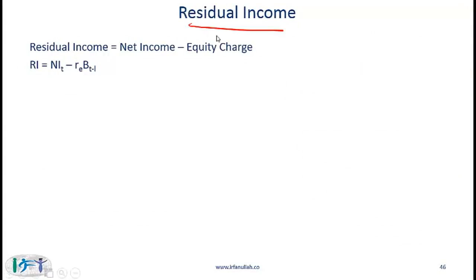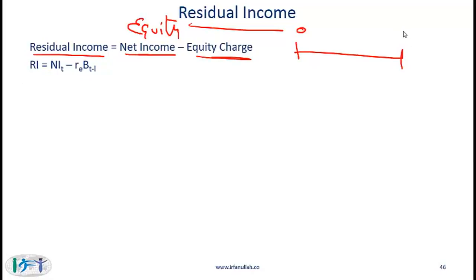Residual income is something similar, but here we are taking the equity perspective alone. So what is residual income? It is net income. Who gets net income? It is the equity holders. But does this income come for free, or is there a cost? There is actually a cost called the equity charge. What is that cost? If you take a given period, during this period there will be a certain net income. That's what you as equity holders are getting.